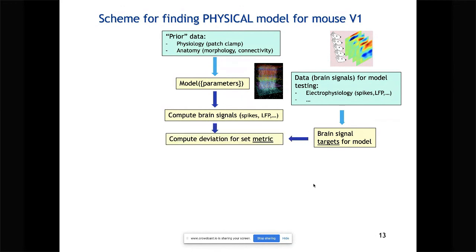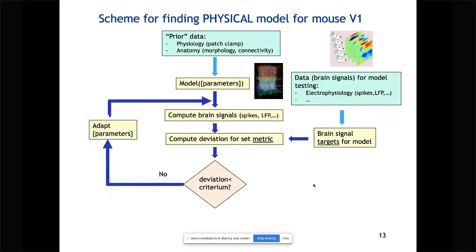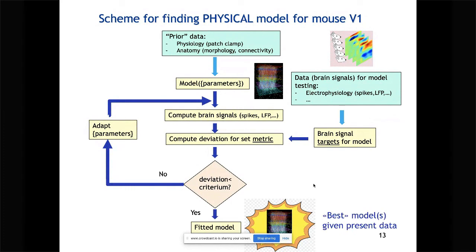And then you need to compute the deviation, using a metric that you have to decide yourself. This is not a metric that you can settle once and for all. One has to think about what aspect of the signal is most important to reproduce. Then you compare this deviation with some kind of criterion. If the deviation is not smaller than this criterion, you have to adapt this large set of parameters and repeat this loop. You keep doing this until you get a fitted model, and then you declare victory, at least a preliminary victory.